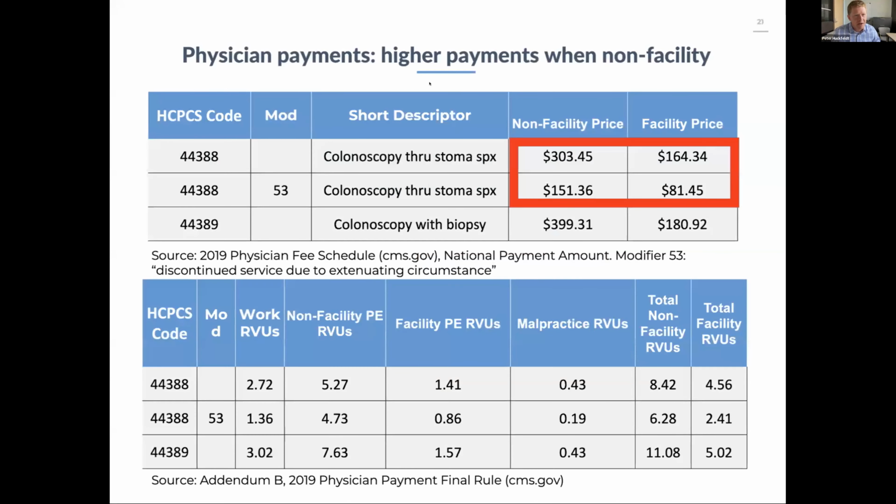Okay. So a couple of other notes about physician payments. If you are a physician working in your own office, then you'll receive a higher rate for a given service than if you provided the same service as a part of, for example, an outpatient hospital department. So here for this colonoscopy, HCPCS code 44388, the price not in a facility, so in an office, is $303.45. That same service in a facility is only $164.34.